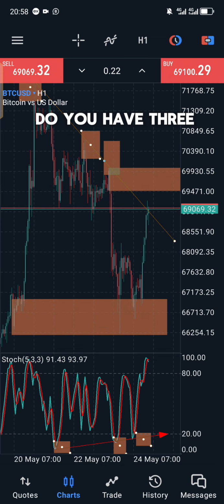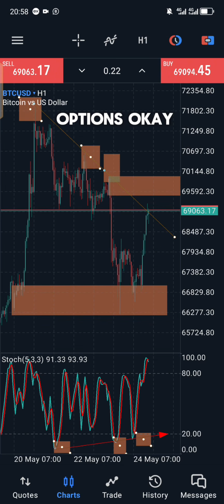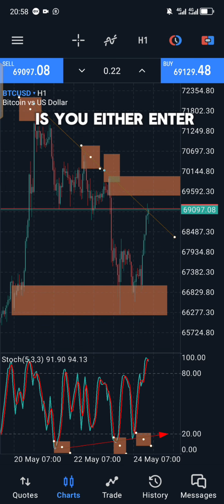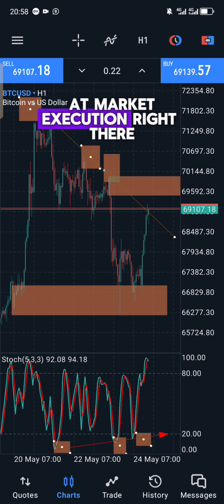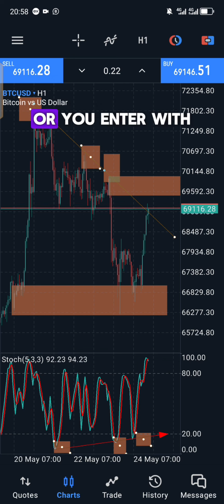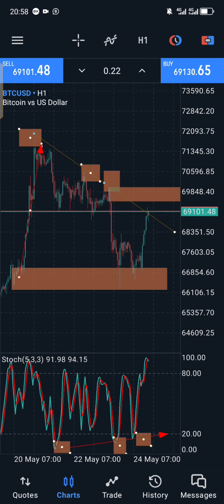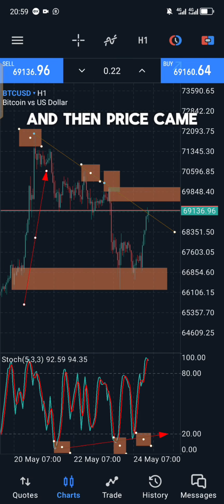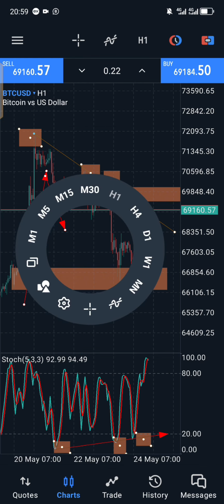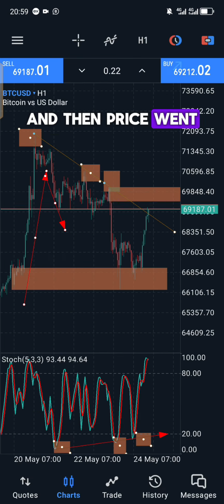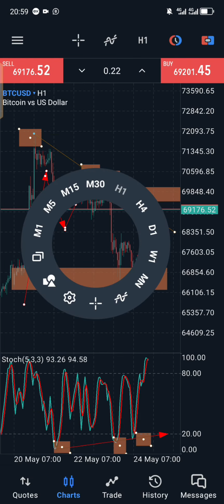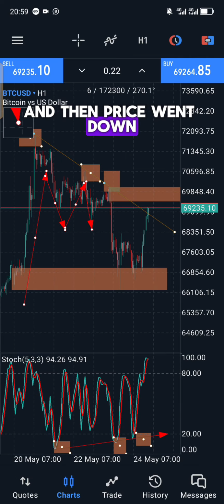Now what do you do? You have 3 options. Option number 1 is you either enter at market execution right there, or you enter with pending orders. Price went up, and then price came down here, and then price went up again, and then price went down.